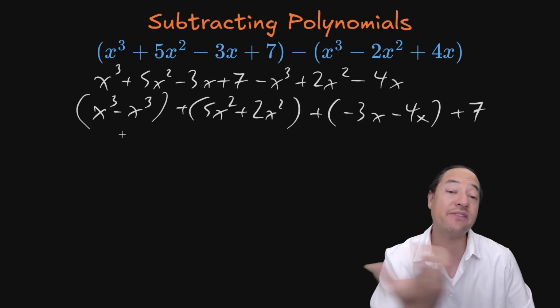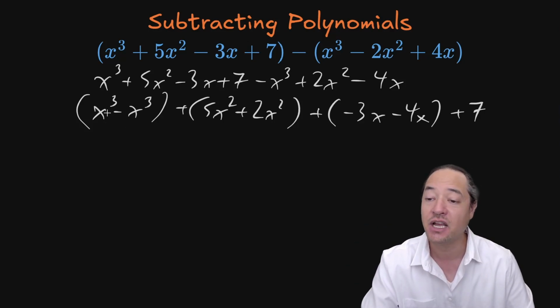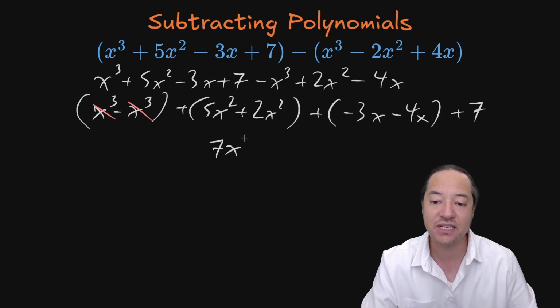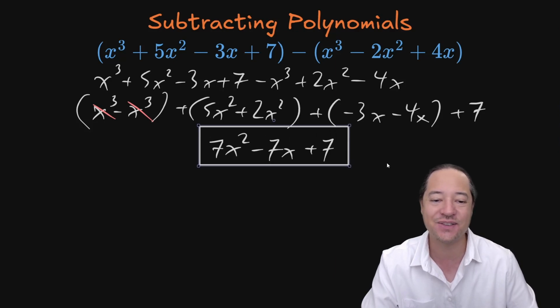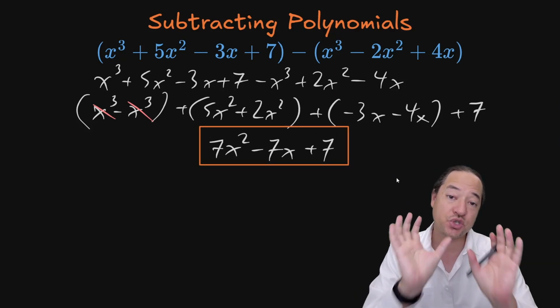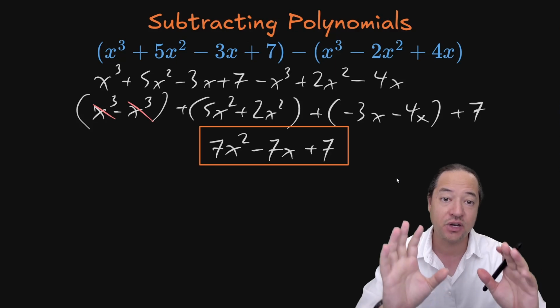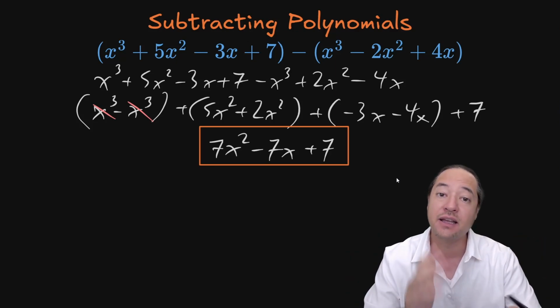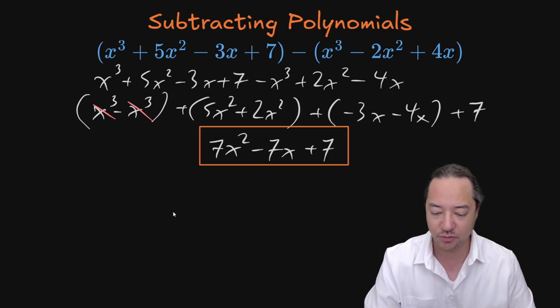Okay, and so then we just have to combine these like terms, and I think you can see here these are going to cancel out, so we won't get anything there, but these will combine. We'll get a 7x squared minus 7x plus 7. And there we go. Okay, so that's what we get when we subtract these two polynomials together using the horizontal method. Now let's try one with the vertical method.